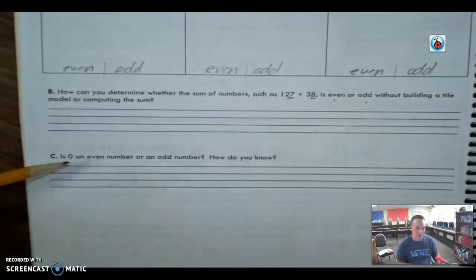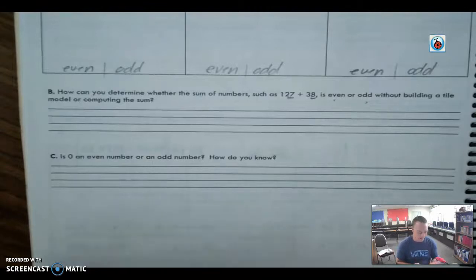And then, what about 0? Make a guess about 0. Is 0 an even number or an odd number? And then how do you know? So just go ahead and make your guess there.